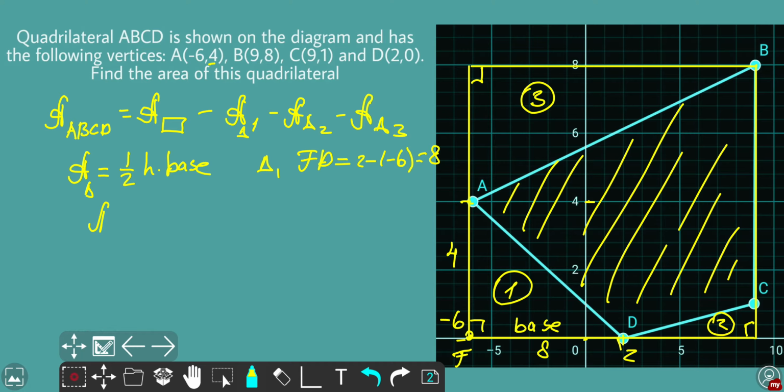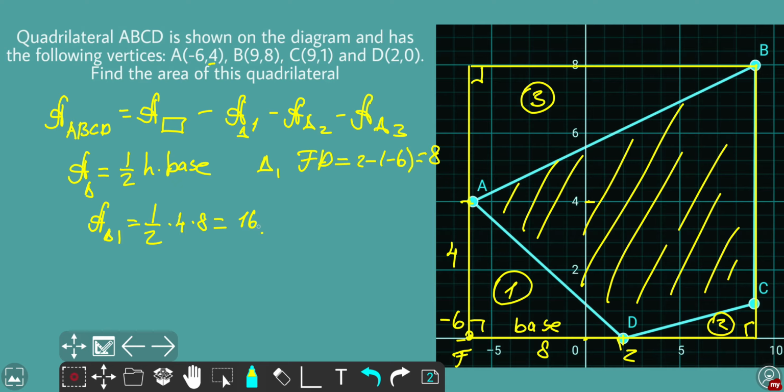So the area of triangle 1 is simply 1/2 times the height, which is 4, times the base, 8. The 4 and 2 cancel, which leaves 2. 2 times 8 is 16.